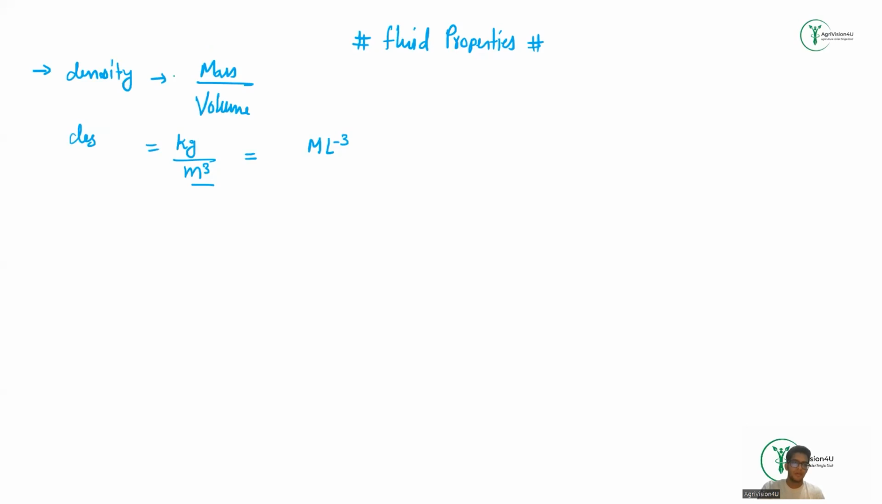So if the density is mass by volume, what will be the density of fluid? Mass of liquid divided by volume of liquid or volume of fluid, is it? If you are talking about the density of liquid. Clear?